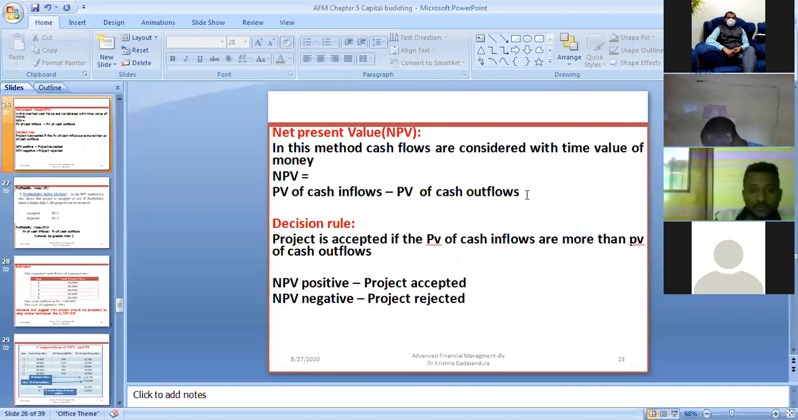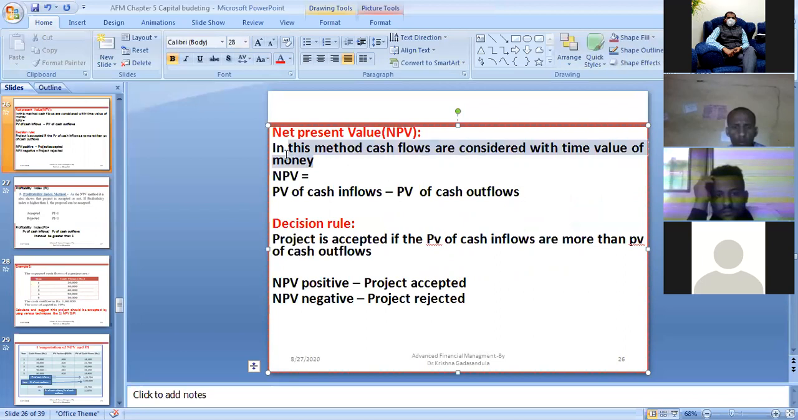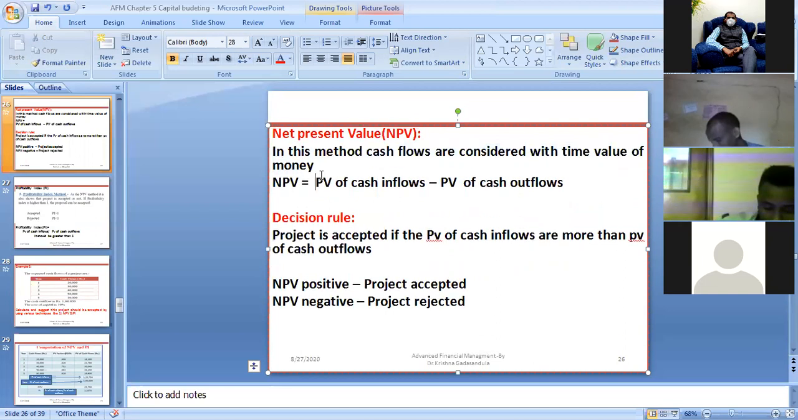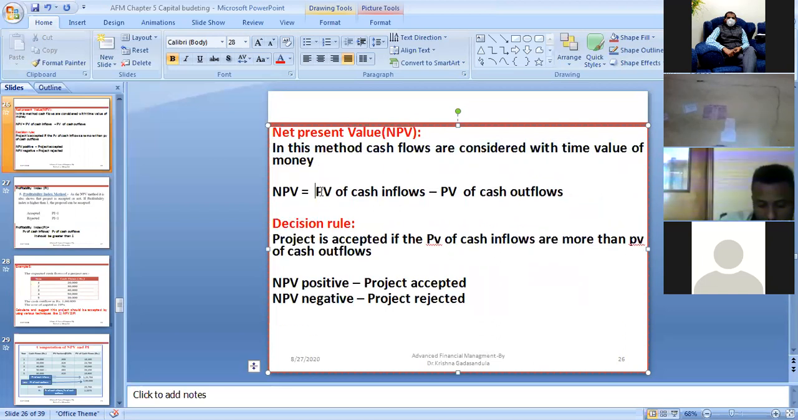The first one: in this method, cash flows are considered with the time value of money, both time as well as value of money. So what is this? NPV. How do we calculate the NPV? NPV can be calculated like this: present value of cash inflows minus present value of cash outflows. You know how to calculate the present value. We have the formula to calculate the present value.